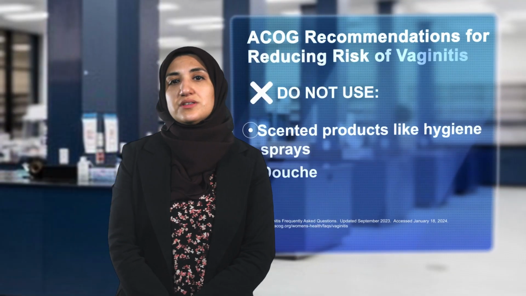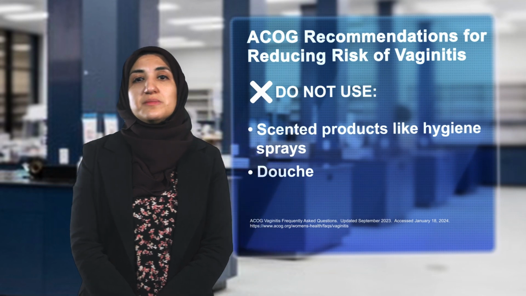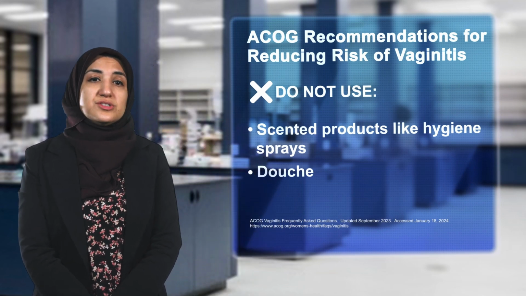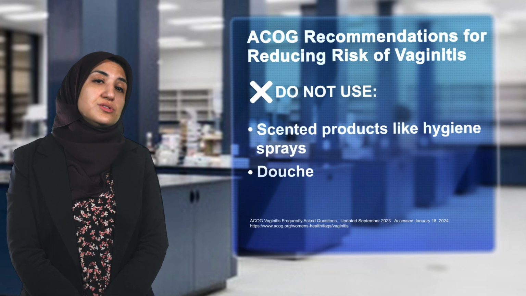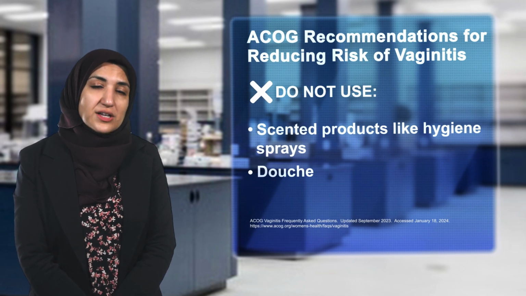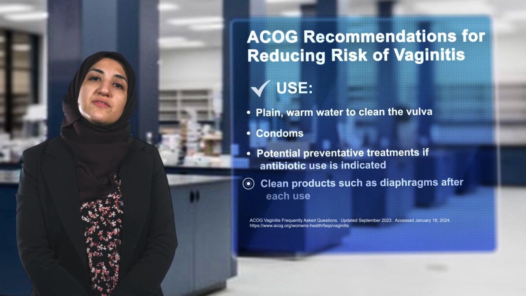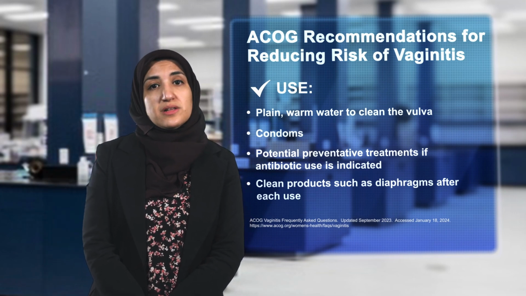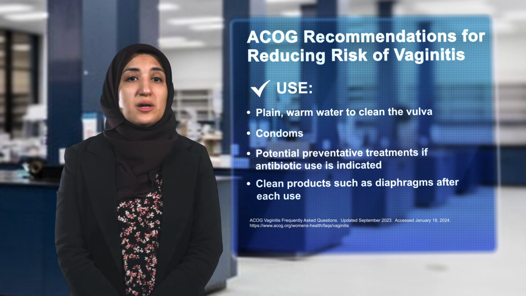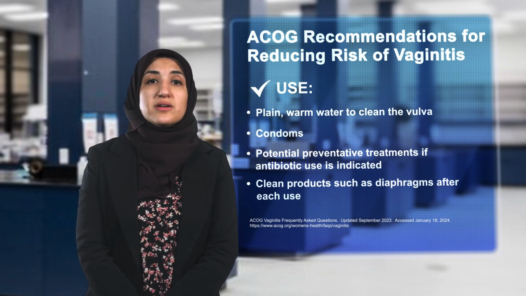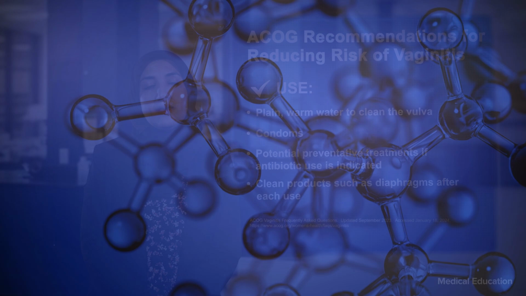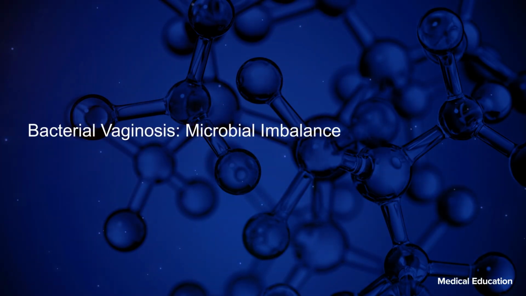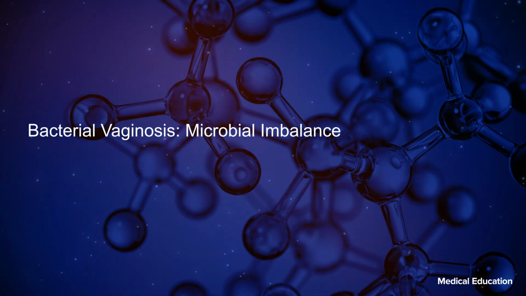To reduce the risk of vaginitis, the general recommendations from ACOG include to not use any scented products or douching that may disrupt the normal vaginal environment, but instead have good hygiene, cleansing with clean water, using barrier contraceptives like condoms, and speaking with your healthcare provider about using antibiotics for other infections. So let's now dive into the major players of vaginitis, starting with bacterial vaginosis.